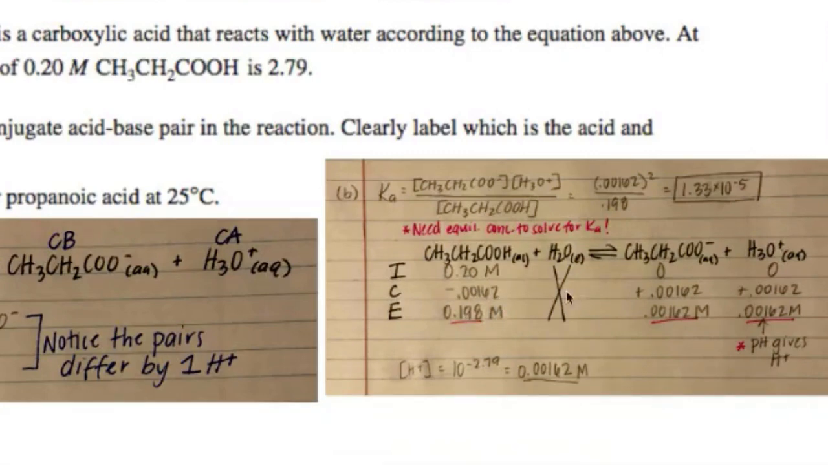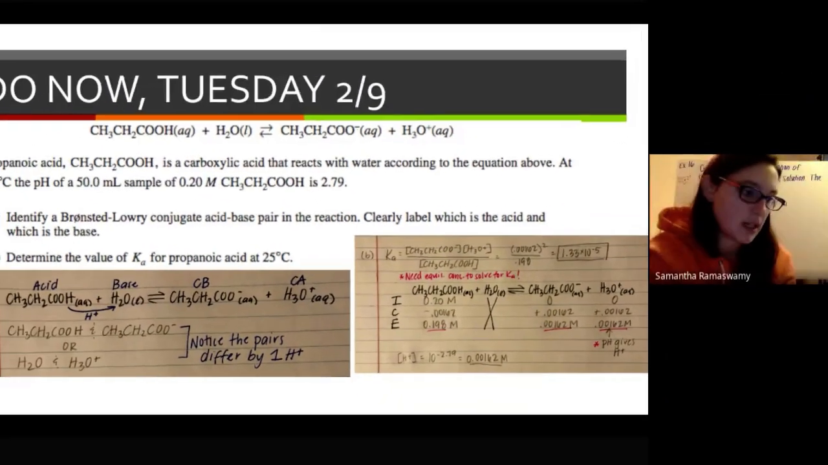So when you figure out the equilibrium concentrations, the acid is 0.198 molar, and both of the ions, H plus and the conjugate base of the acid, are 0.00162. When we plug into the Ka expression, 0.00162 squared over 0.198, we get 1.33 times 10 to the negative fifth. I rounded to 3 significant figures, but probably should have rounded to 2. If we round to 2 sig figs, that would just be 1.3 times 10 to the negative fifth.